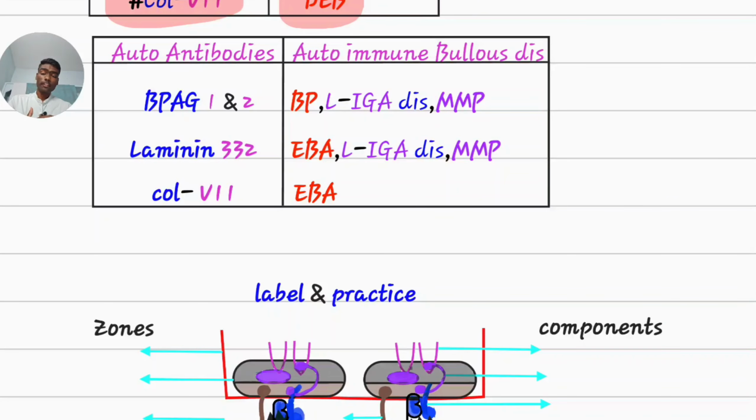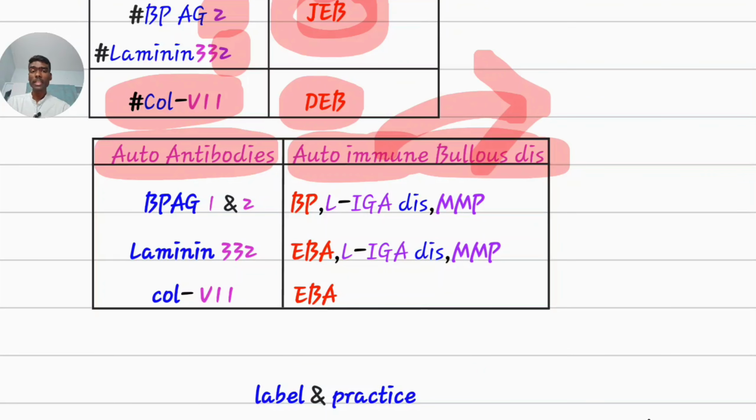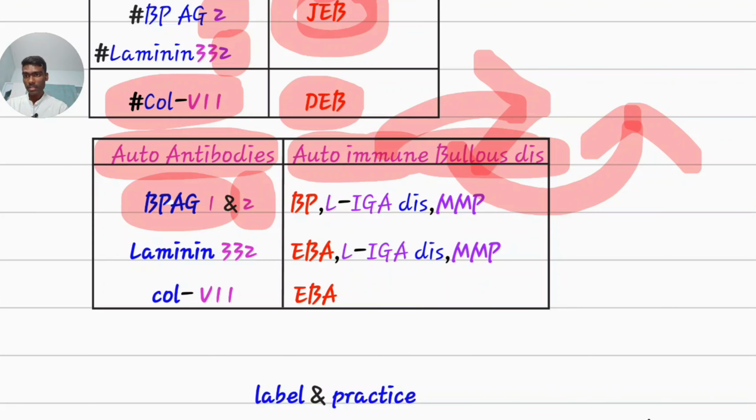What if autoantibodies are formed against these components? It will lead to autoimmune bullous diseases. Because of autoantibodies, that's why it is called autoimmune. It will lead to blisters. That's why it is called autoimmune bullous diseases. Example, if autoantibodies are formed against BPAG2 mainly and also BPAG1, the name itself tells us: BP, bullous pemphigoid, and also linear IgA disease, mucous membrane pemphigoid.